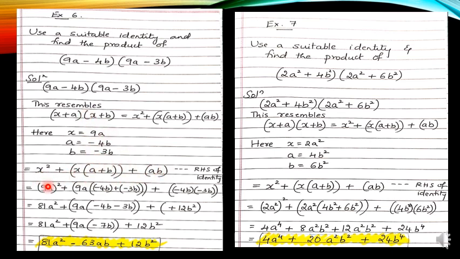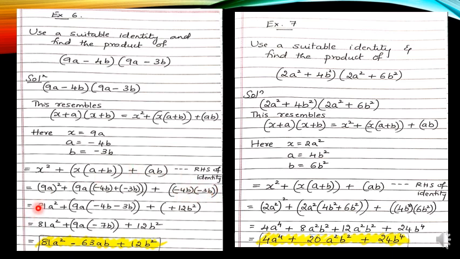So x square is going to be 9a the whole square plus x is going to be 9a. A plus b will be minus 4b plus of minus 3b. Because both a and b are negative here. So a value is minus 4b, b value is minus 3b, and they both have addition sign in the identity. So plus sign here. Then plus ab. A is minus 4b and b is minus 3b. So these two will be multiplied along with their signs.